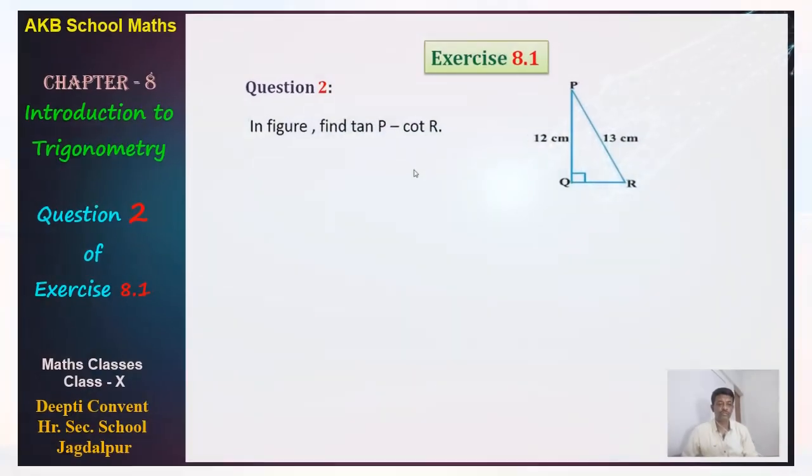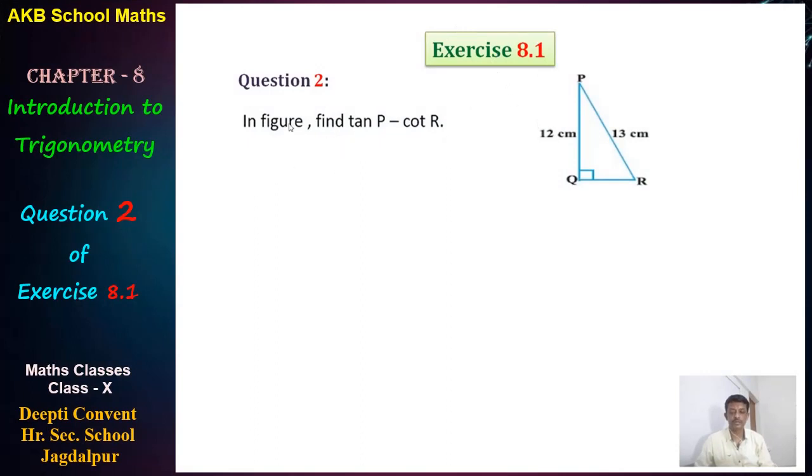Question 2 of exercise 8.1, the figure is given and we have to find the value of tan P minus cot R. Here in the figure two sides are given, so the third side we will find by using the Pythagoras theorem. So let us first try to find the side.